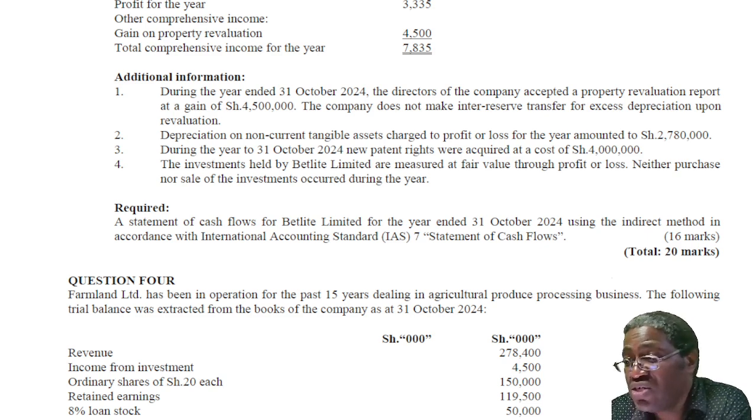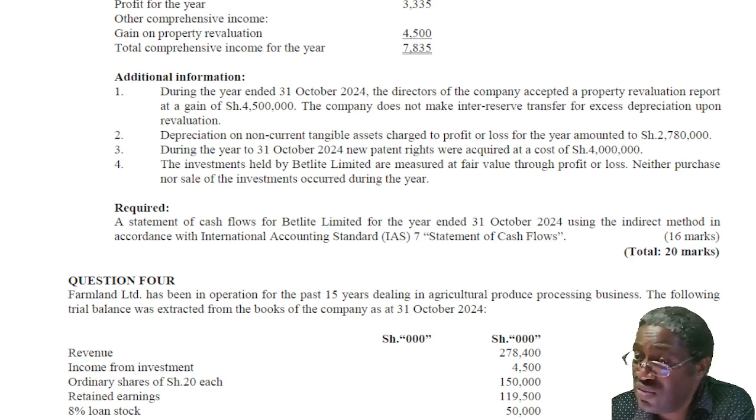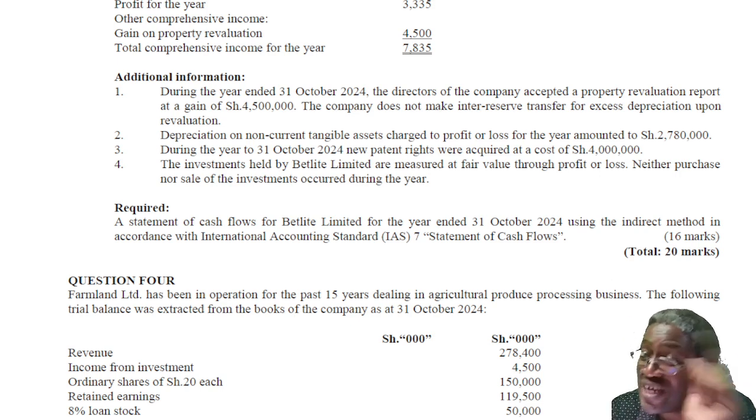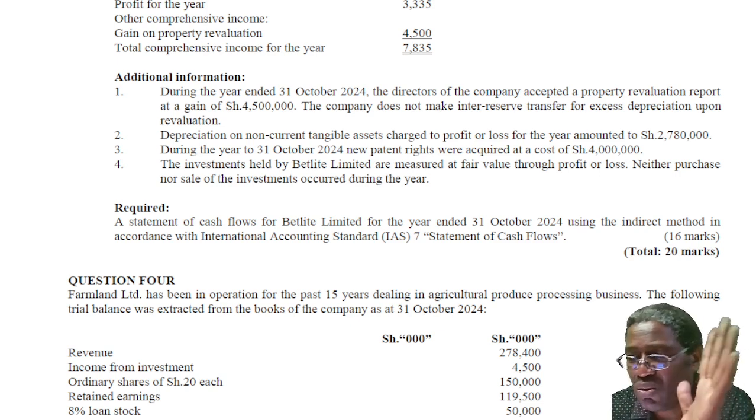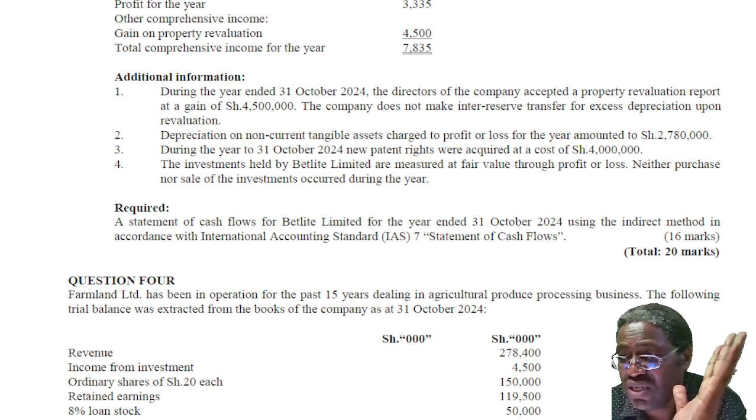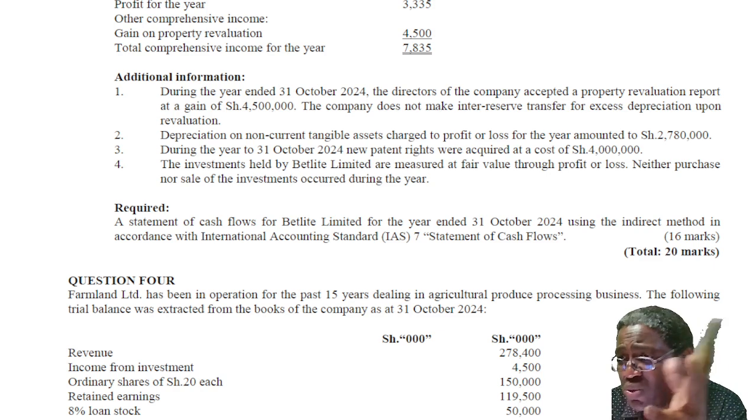But the double entry is you debit asset, you credit revaluation. Revaluation goes direct to the balance sheet. It doesn't go through P&L. Are you there? Good. So for number 1, we can pick nothing there in P&L account concerning non-cash. Number 2 is depreciation, which we have done. Number 3, we were told a new plant was acquired at 4 million.